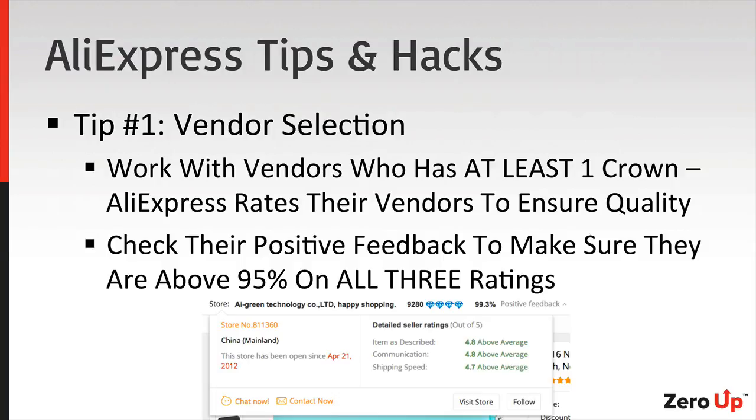You want to work with vendors who have at least one crown or at least a diamond. AliExpress rates their vendors to really ensure quality, and they have a rating system in place of medals, diamond, crown, pink crown. You want to work with at least some diamonds or a crown. And you also want to check their positive feedback to make sure they are above 95% on all three ratings. So at the end of the day, you can make sure that these are great vendors to work with.